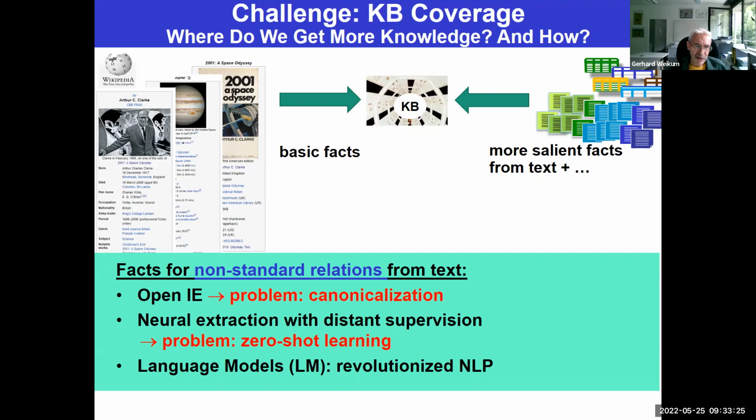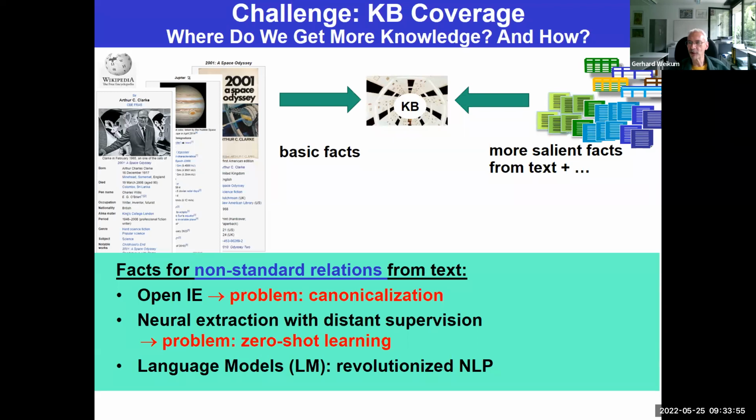Neural networks have had great success, but mostly in the realm of, on the left side, basic facts, where you have ample samples for distant supervision. If you go for non-standard predicates, you don't have any samples up front or only very few. So facing a zero-shot or a few-shot learning problem, nobody knows how to deal with this. And the last hope is language models, a concept that revolutionized the whole NLP field.